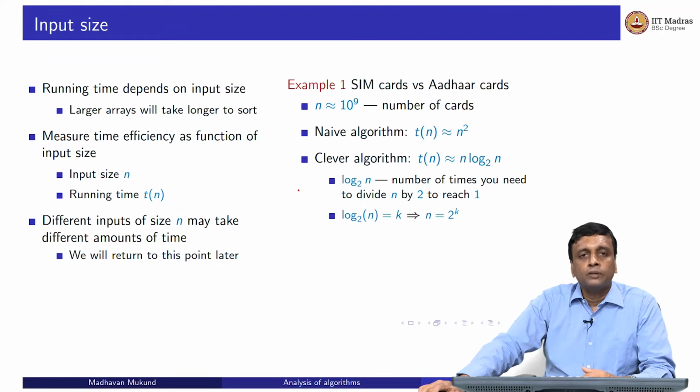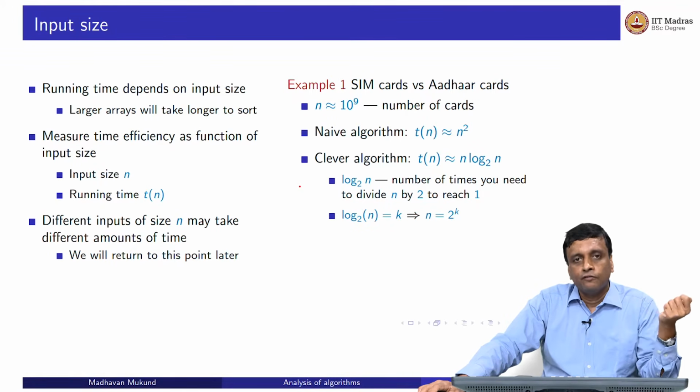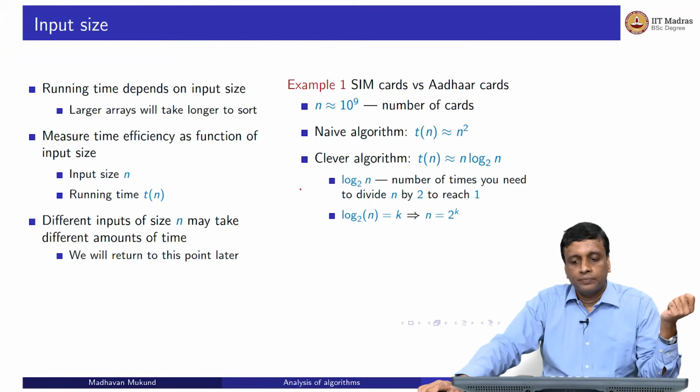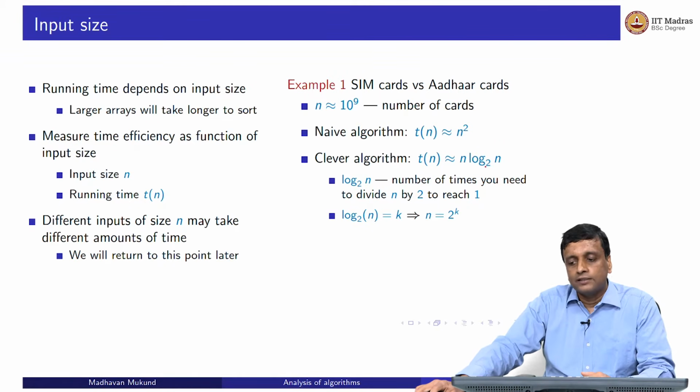So the log to the base 2 of n is how many times I have to probe or look into that Aadhar card list for each SIM card. And there are n SIM cards, so n times log of n, right? So we will typically write just log, we will not use this 2, but for the moment we will use 2 to emphasize that we are dividing by 2. But usually if we don't write the base of the log, you can assume it is 2, right?